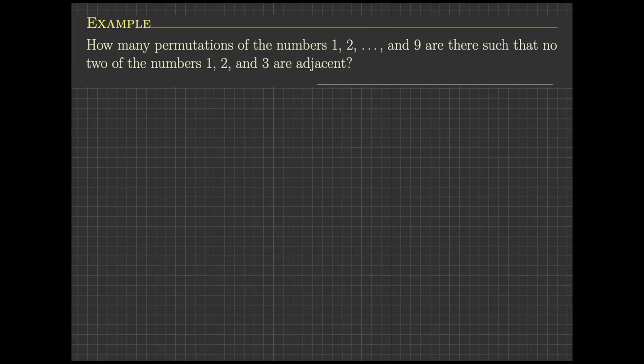How many permutations of the numbers 1, 2, up to 9 are there such that no two of the numbers 1, 2, and 3 are adjacent? Yes. So we want to see how many ways we can arrange numbers from 1 to 9 in a row, but there is a constraint. I don't want 1 adjacent to 2, or 1 adjacent to 3, or 2 adjacent to 3. I just want to take them off and see how much is left. Is the question clear, what we are supposed to do?